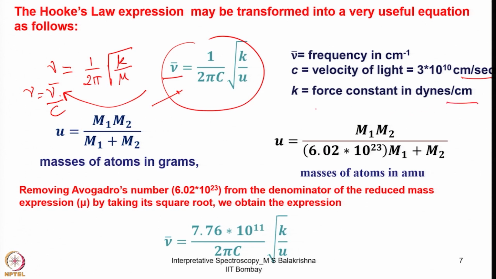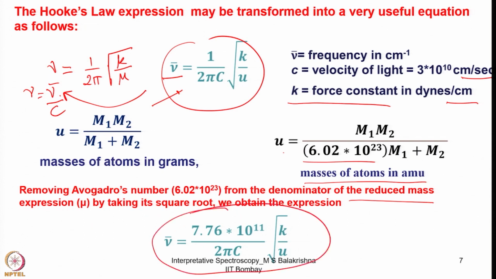So that means in this one, the force constant is given in dynes per centimeter, but in the simplified one where I showed, it is 130.3 into square root of F over mu, where we are considering force constant in terms of newtons per meter. That conversion factor has to be added here if you want to use this equation. And again, mu equals m1 m2, and then we are also adding to denominator Avogadro number, and then this will give masses of atoms in AMU. And then if we simplify further by adding Avogadro number from the denominator of the reduced mass expression and taking the square root, we obtain this simplified equation here.